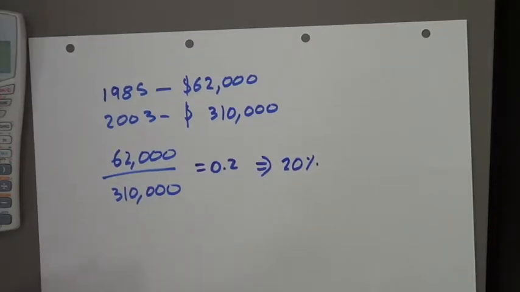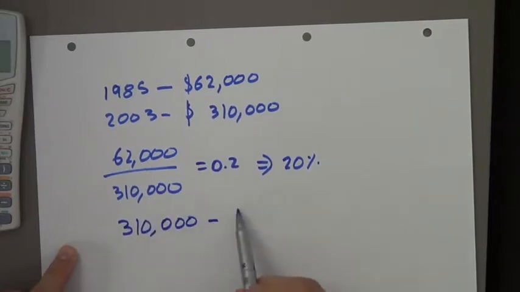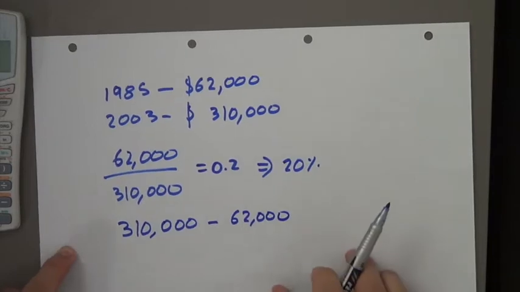Calculate the percentage increase in the price from 1985 to 2003. Right, percentage increase. So, first of all, let's find the difference. 310,000 minus 62,000.